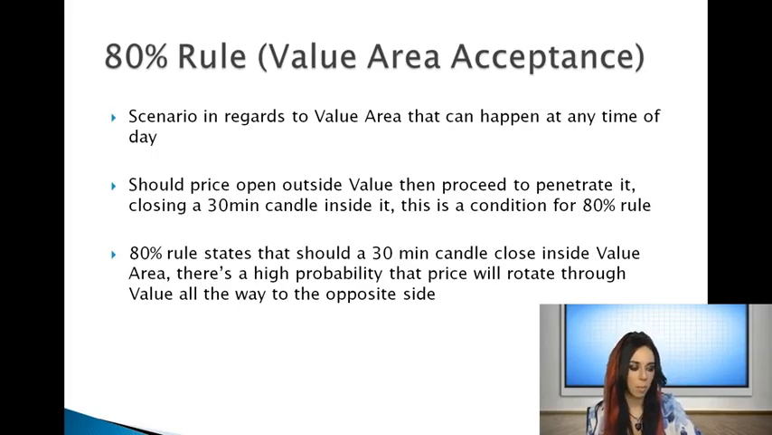Once you see this happen, should the market conditions and chart position of the price be at a favorable location, then there is an 80% probability that the price will rotate through the whole of the value area all the way to the opposing side. The 80% rule can technically happen at any time of the day, but as a general rule, the earlier in the trading day it happens, the more likely it is to work out.